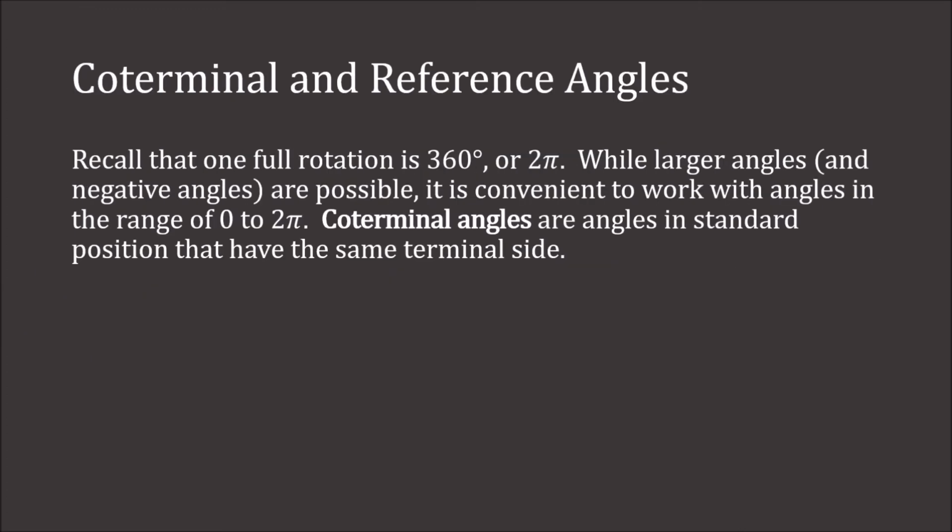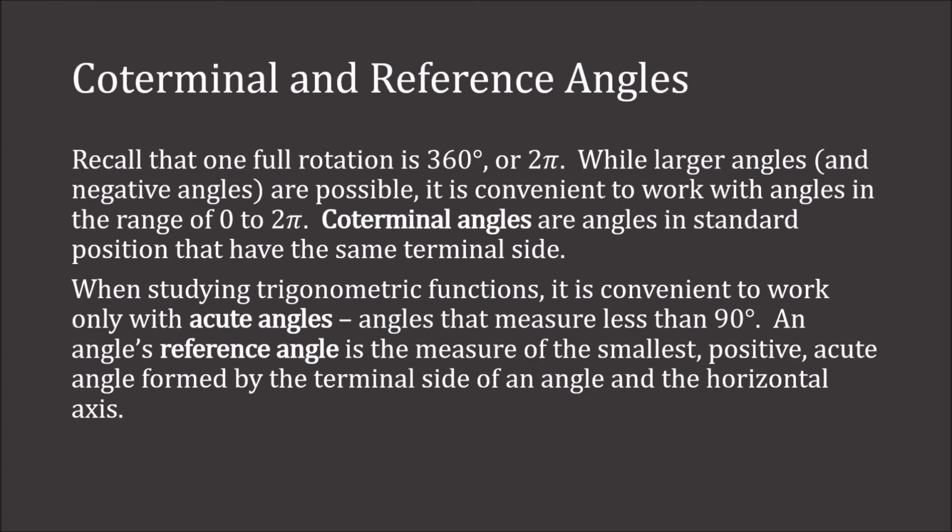Now recall that one full rotation is 360 degrees or 2 pi radians. While larger angles and negative angles are possible, it is convenient to work with angles in the range of 0 to 2 pi. So coterminal angles are angles in standard position that have the same terminal side. When studying trigonometric functions, which we will begin doing in the next video, it is convenient to work only with acute angles, that is, angles that measure less than 90 degrees. An angle's reference angle is the measure of the smallest positive acute angle formed by the terminal side of an angle and the horizontal axis.